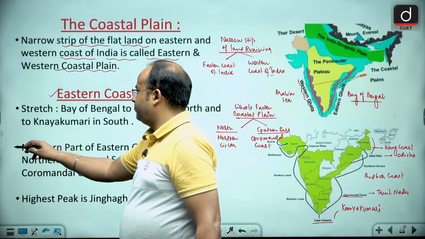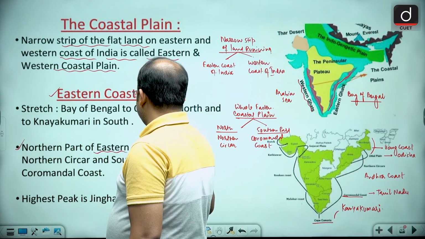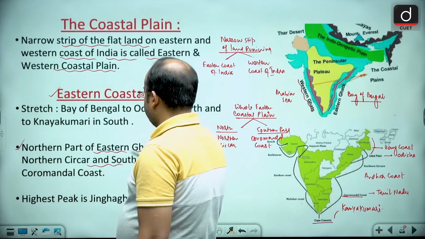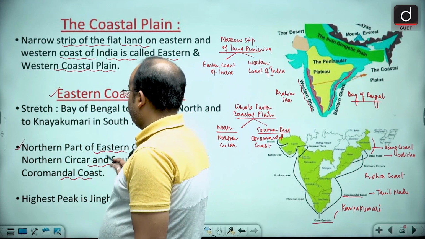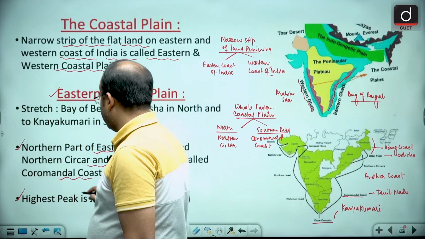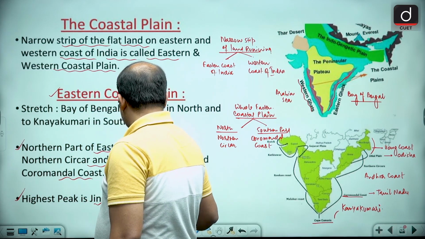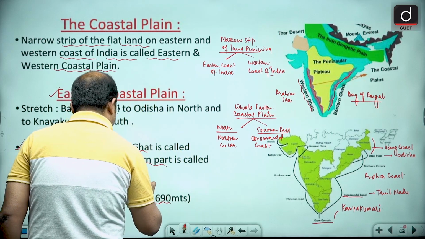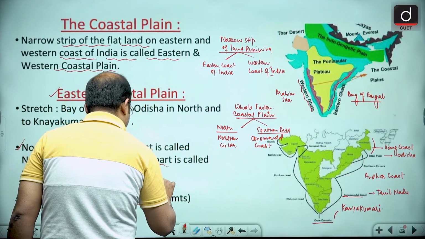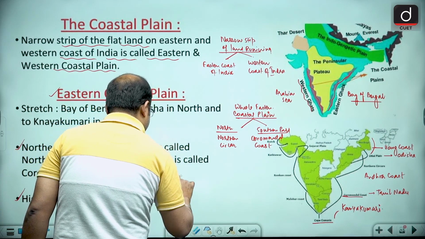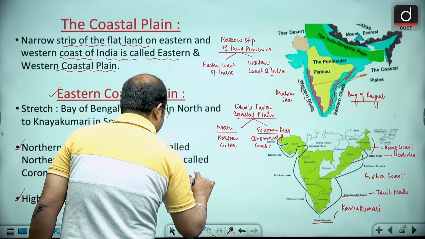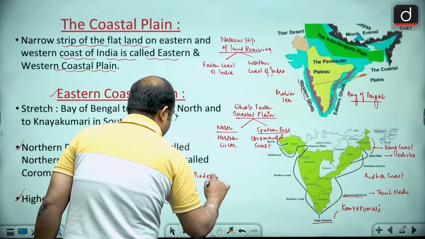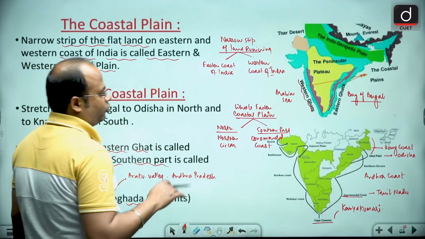So the northern part of the eastern coastal plain is called Northern Sarkar, and the southern part is called Coromandel coast. And the highest peak is called Jindhagada. So Jindhagada, guys, is 1690 meters, and it is located in Araku Valley, Andhra Pradesh.